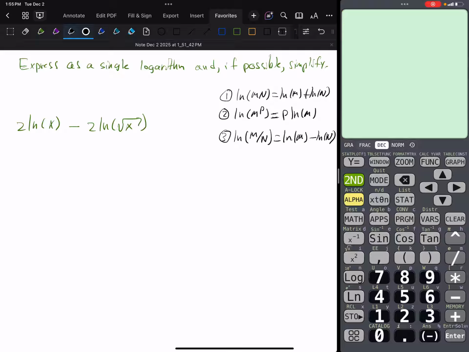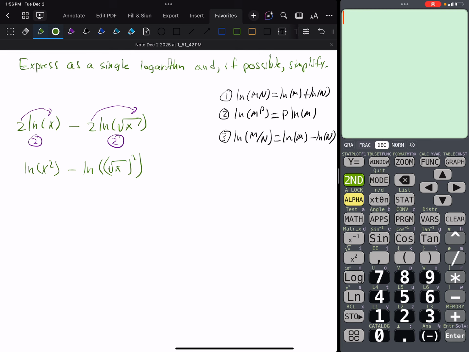Okay. And so in this case, I want to use those three to put these back together rather than take them apart. And so I'm going to start out by using rule 2 there on both these to take the coefficient from the front and bring it into the parentheses, into the argument of the function. And so in both of these cases, those 2's are going to come into the parentheses. And I'm going to have natural log of x squared minus the natural log of the square root of x squared.